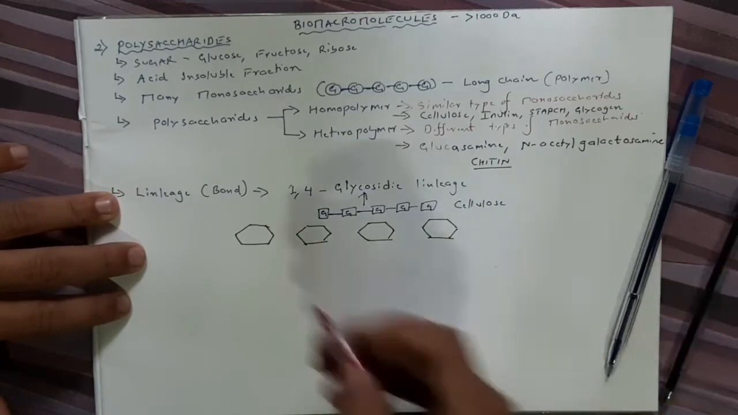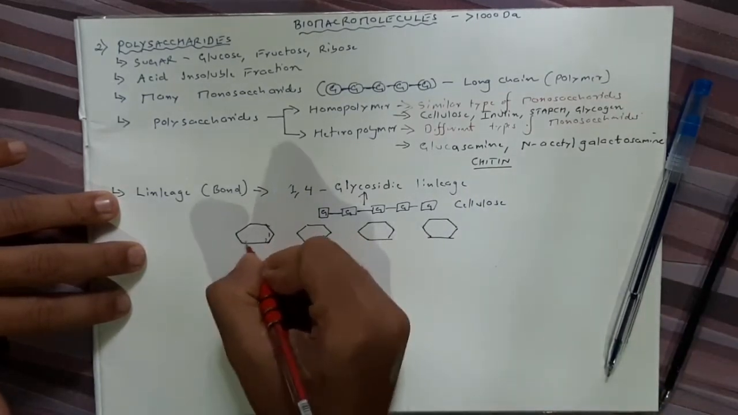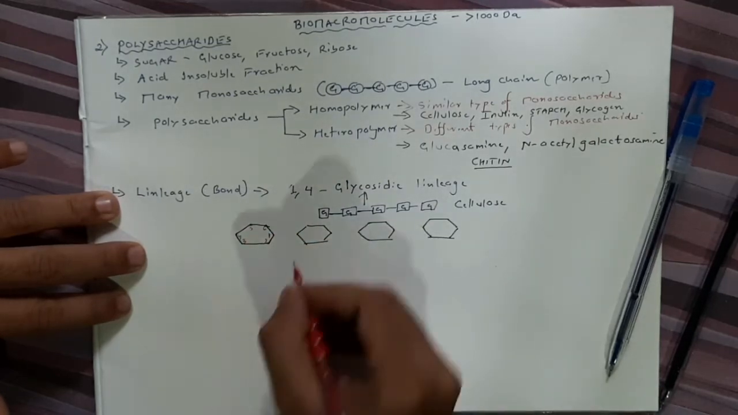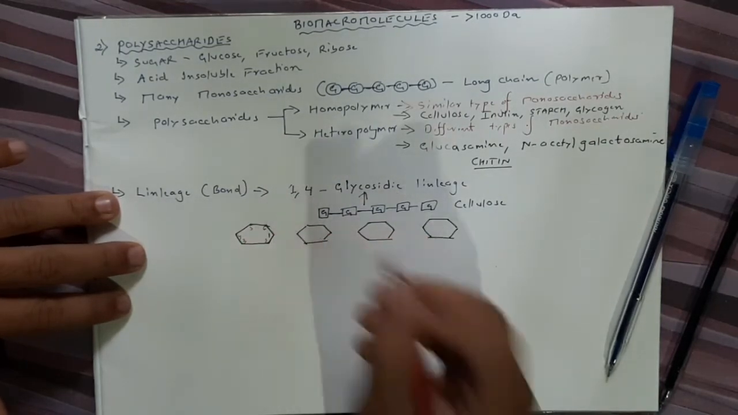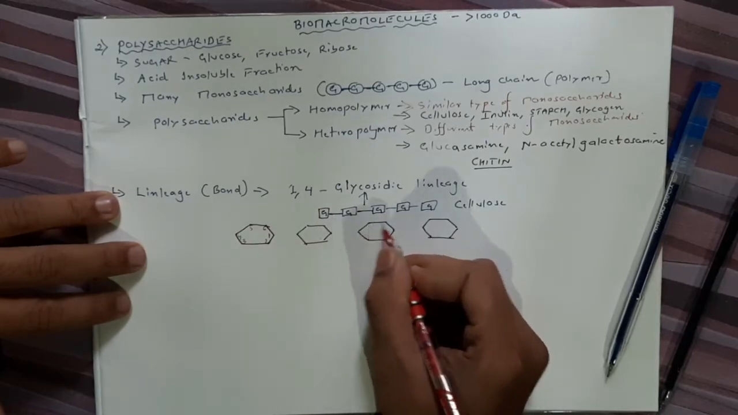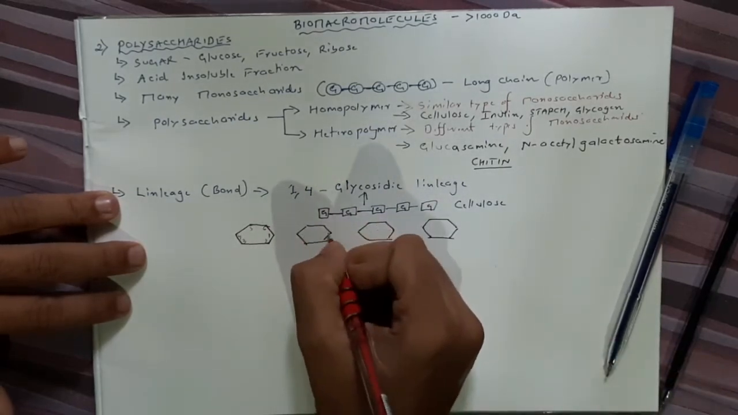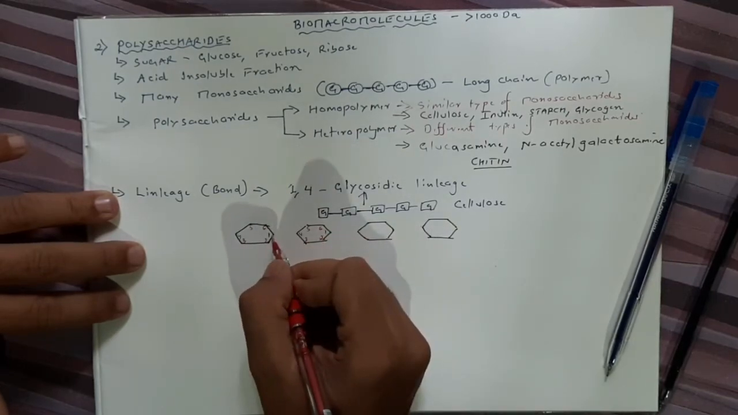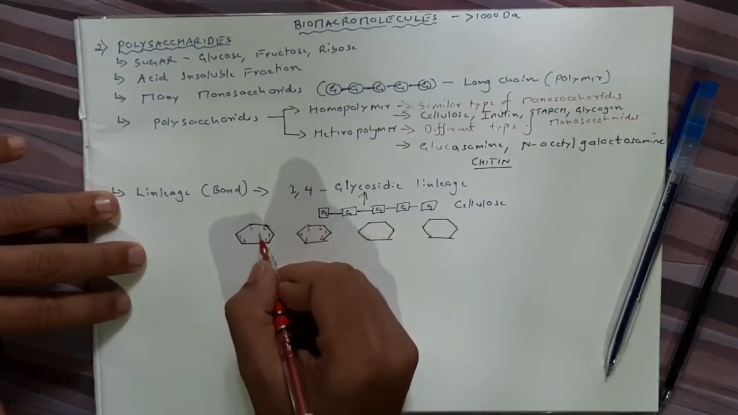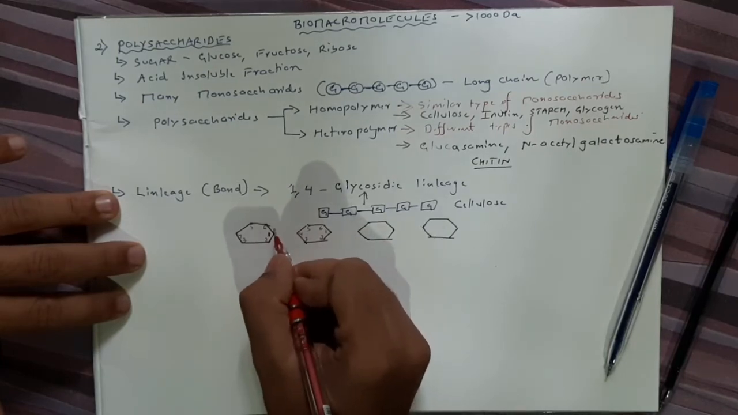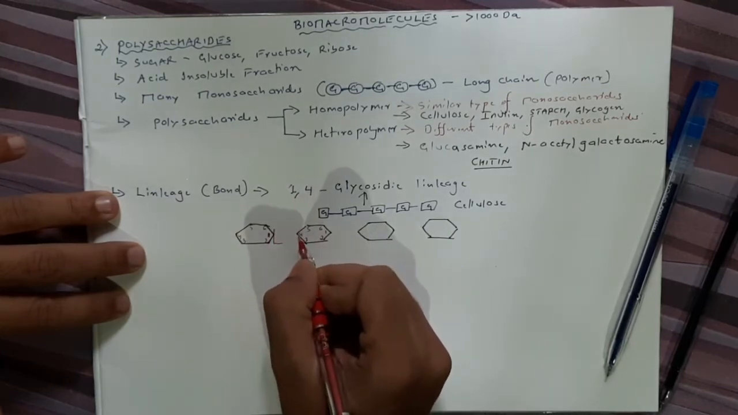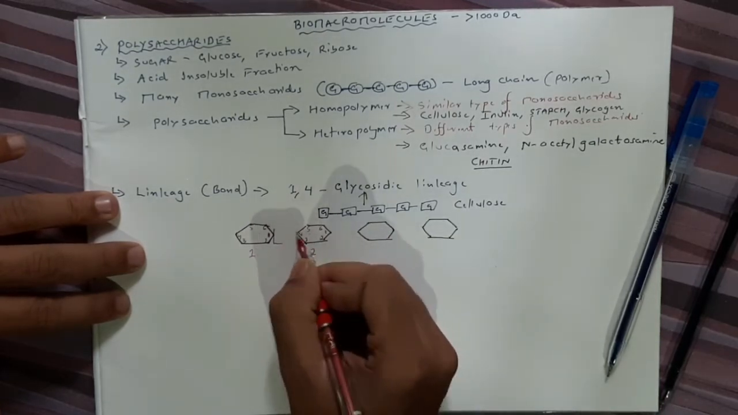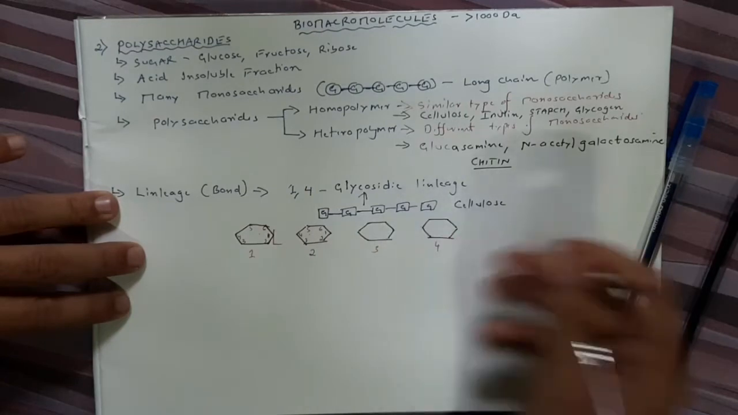Okay, now the bond. See, this is the first carbon, second carbon, third carbon, fourth carbon, fifth carbon, sixth carbon in the glucose. Same here, 1, 2, 3, 4, 5, 6, like that. So it is understood. The linkage is seen between the first carbon of the first glucose with the fourth carbon of the second glucose. So this is the first glucose and this is the second glucose, this is the third glucose, this is the fourth glucose. It goes on like that.